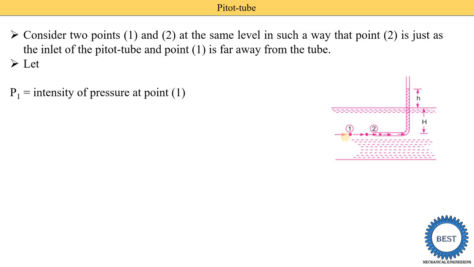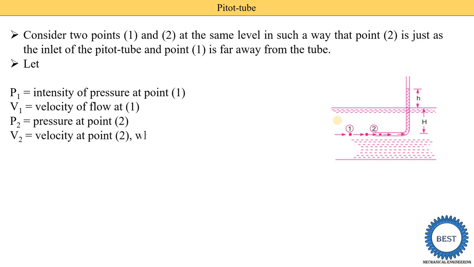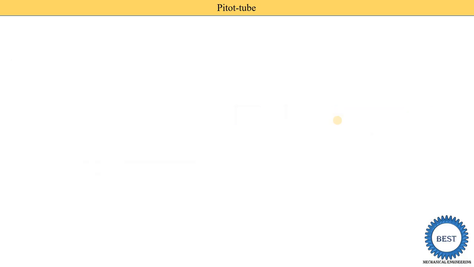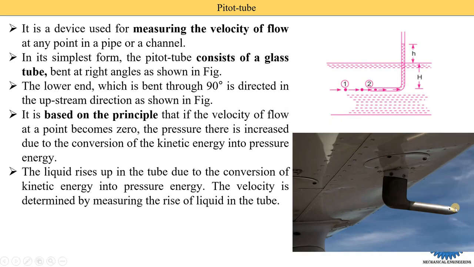Let us consider P1 is the intensity of pressure at point 1, meaning at point 1 there is a certain pressure and it is denoted as P1. Velocity at point 1 is denoted as V1. In a similar way, at point 2, pressure is denoted as P2. Velocity at point 2 is denoted as V2, and V2 becomes 0. So earlier we discussed that at the inlet the shape looks like a nozzle. So at the inlet the velocity V2 becomes 0 and the pressure increases.